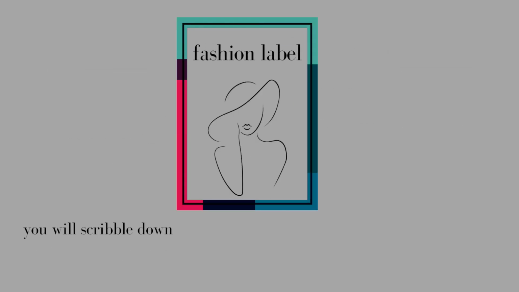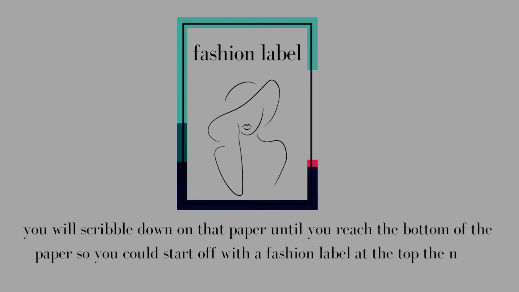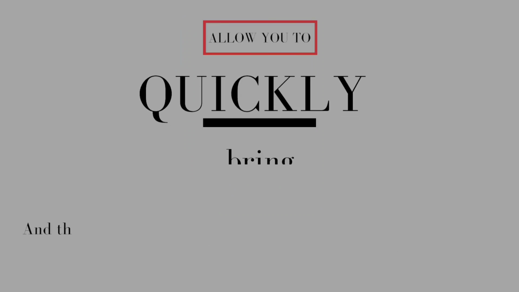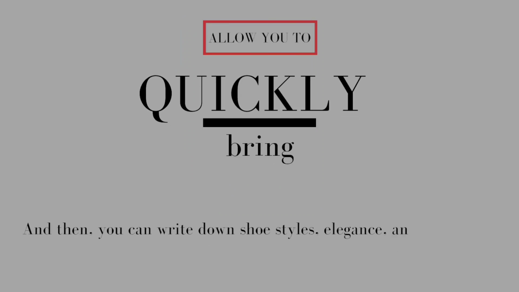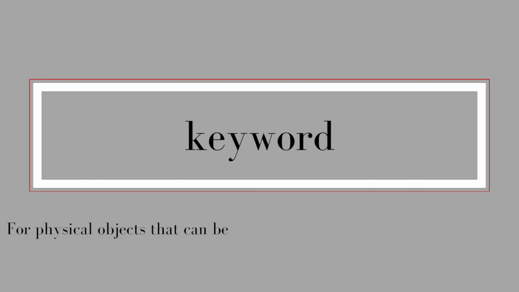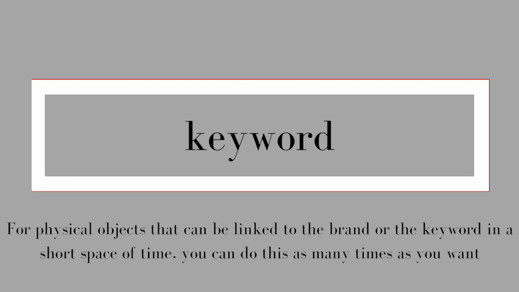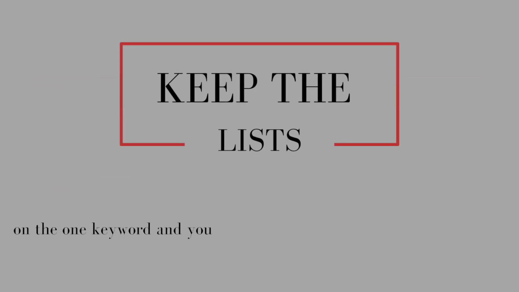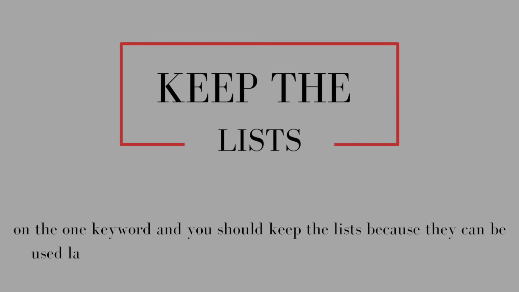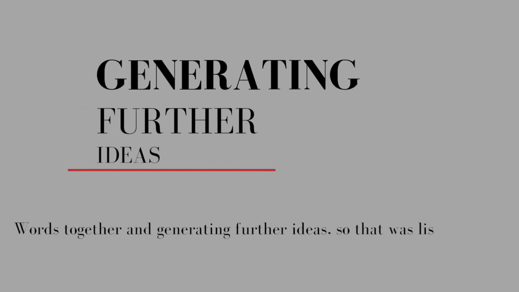You will scribble down on that paper until you reach the bottom of the paper, so you could start off with a fashion label at the top, the name. And then, you can write down shoe styles, elegance, and so on. This approach allows you to quickly bring many words, feelings, and ideas for physical objects that can be linked to the brand or the keyword in a short space of time. You can do this as many times as you want on the one keyword, and you should keep the lists because they can be used later. Keep the lists to create concepts by pairing up different words together and generating further ideas. So that was list storming.